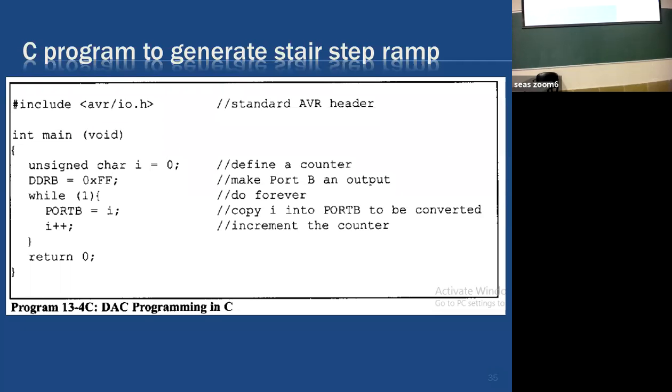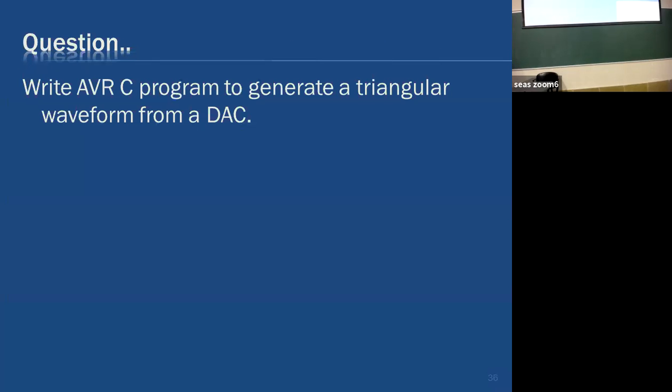All right. So now, if you want to generate waveforms like this, what will you do? Write a C program, an AVR C program, to generate a triangular waveform for the DAC. And the waveform can be something like this. Let me draw. Voltage on our y-axis, this is time. And I want to generate a triangular waveform.